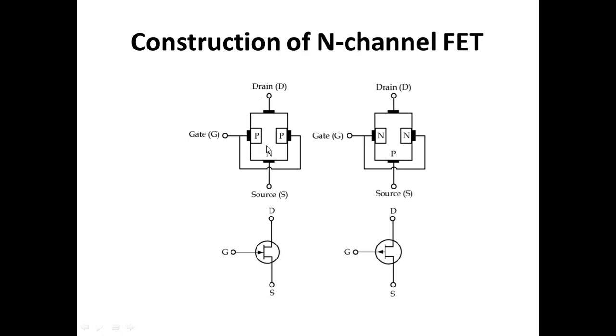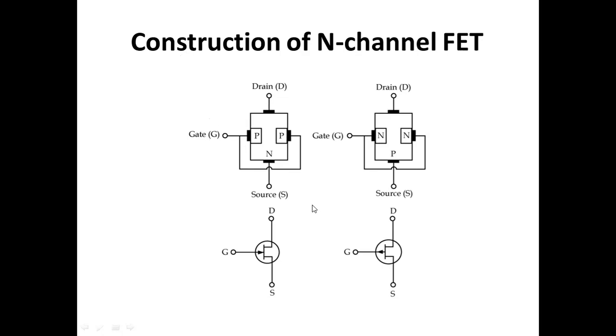But the BJT is a current controlled device. The output current is controlled by the input current. IC is controlled by the IE only. But in this case, the output current ID is controlled by the gate voltage. So in this way, this field effect transistor consists of three terminals: gate, source, and drain. You will explain each terminal: what is the function of the gate, the drain, and the source.